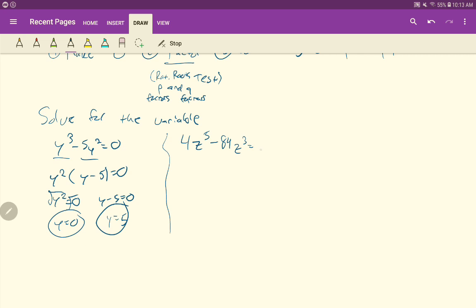Hopefully the first thing you saw is we could factor out a z cubed, but actually there's more than that. We can factor out a 4z cubed. Taking a 4 out of 4 leaves us with a 1, and then z to the 5th divided by z cubed is z squared minus, and then 84 divided by 4 is 21, and taking out a z cubed leaves us with just 21 there. And again, remember this is equal now to 0.